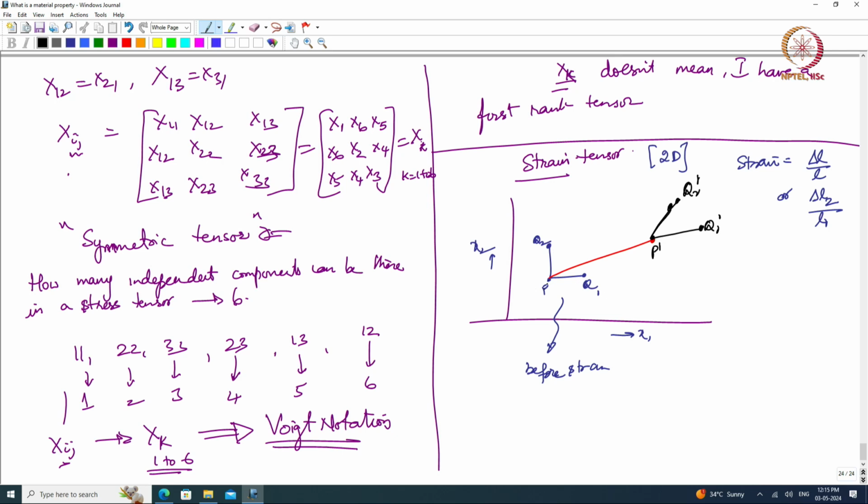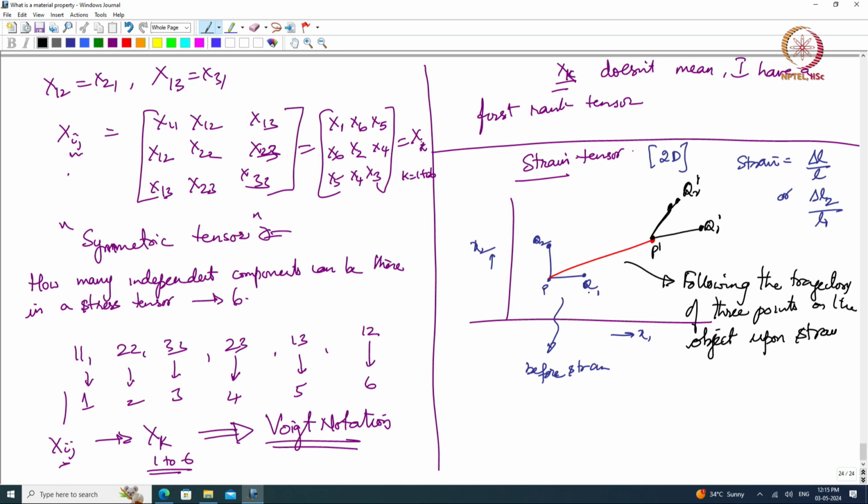So, I have taken 3 points, one of them is a reference point, and with respect to the reference point I have taken 2 more points Q1 and Q2, and I am following their trajectory upon straining, of 3 points in the object. Q1 goes to Q1 dash, Q2 goes to Q2 dash, but this entire PQQ1Q2, that L shaped object, now deforms into something else, and also moves. Now we can define what strain is in this case.